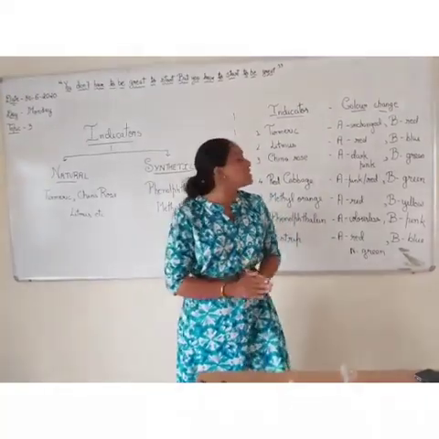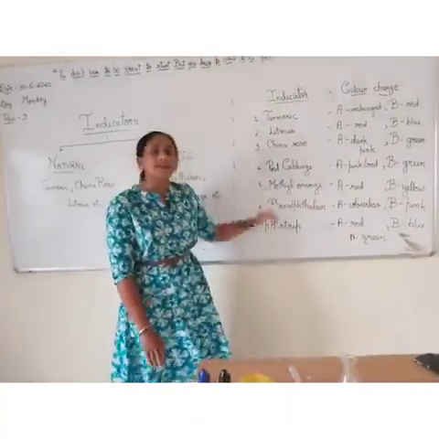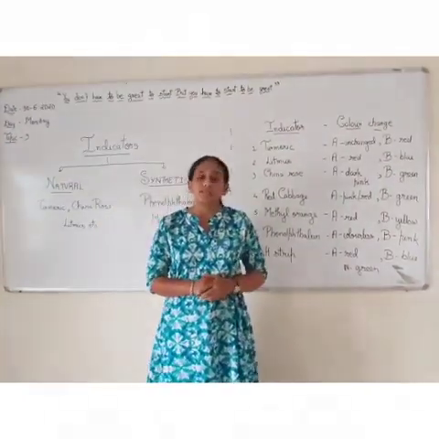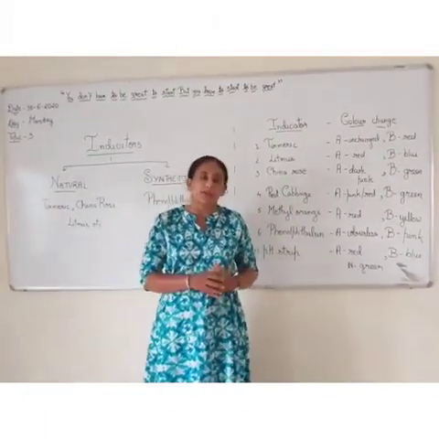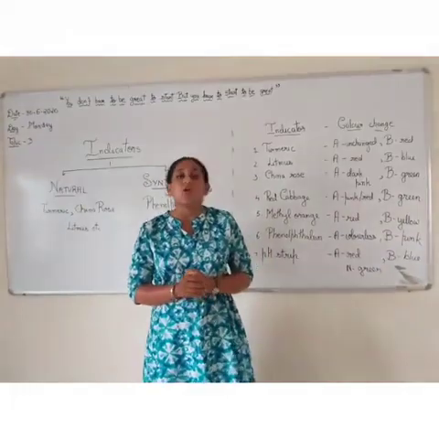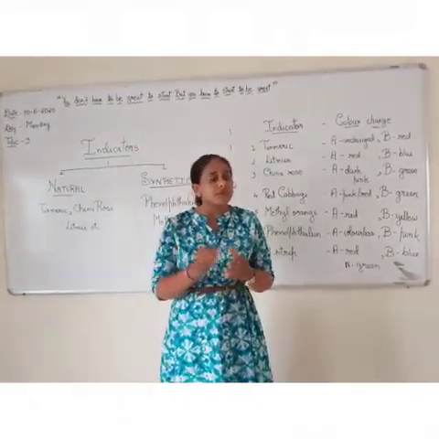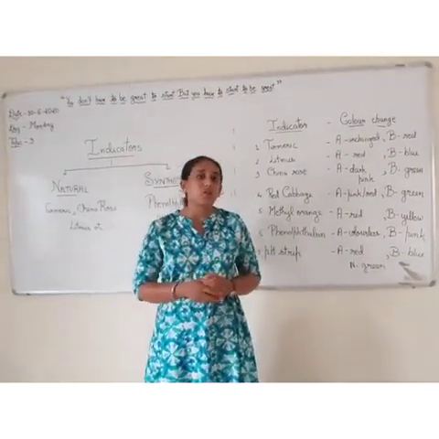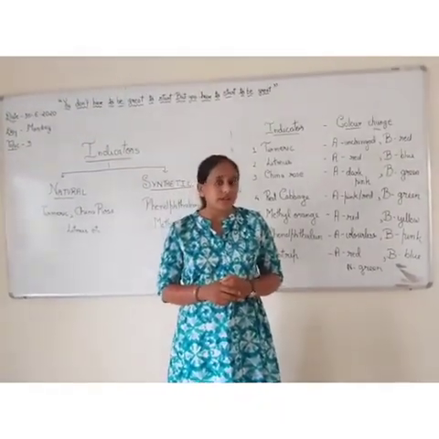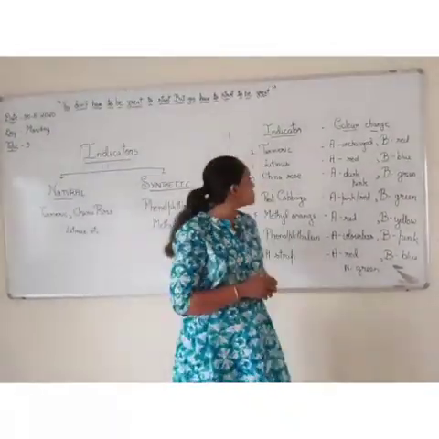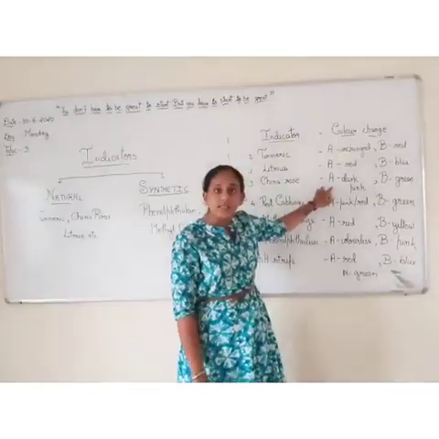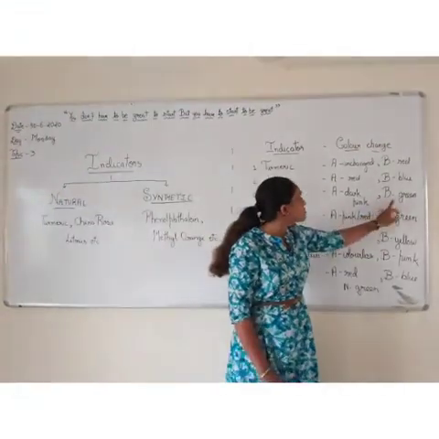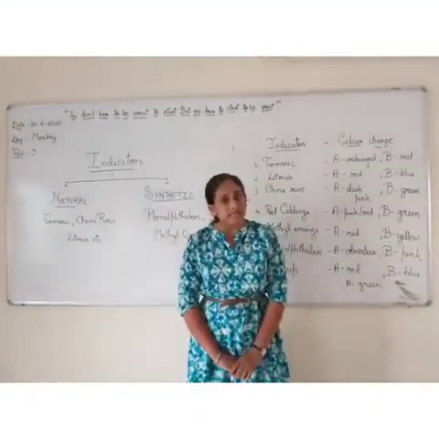Now let's go to the third example of natural indicator, that is China rose, also known as hibiscus. It can be prepared by taking 10-12 petals of China rose. You have to keep it in warm water for some time until the color of the water changes. Filter it, and then the filtrate that you have, if you take an acidic solution, it would turn dark pink, and in a basic solution, it would turn green.